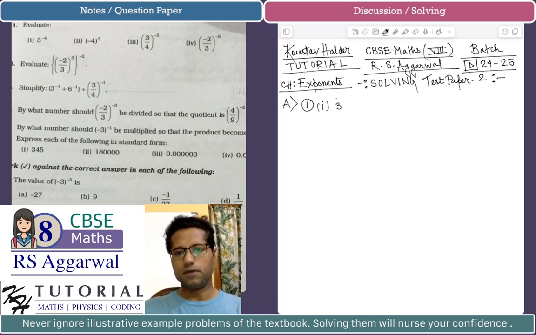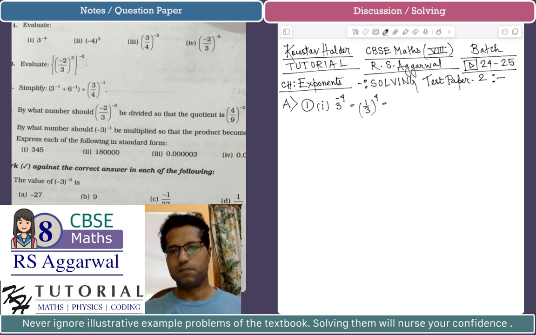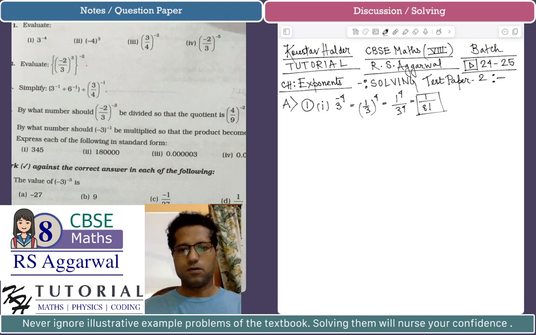So 3 raised to the power minus 4 is nothing but the reciprocal of 3 raised to the power 4. Reciprocal of 3 raised to the power 4. This is equal to, if you want to express an exponential form in the rational form, you split the numerator and the denominator with the power, that is 1 to the power 4 divided by 3 to the power 4. This is 1 by 81. Okay. So that was part 1.